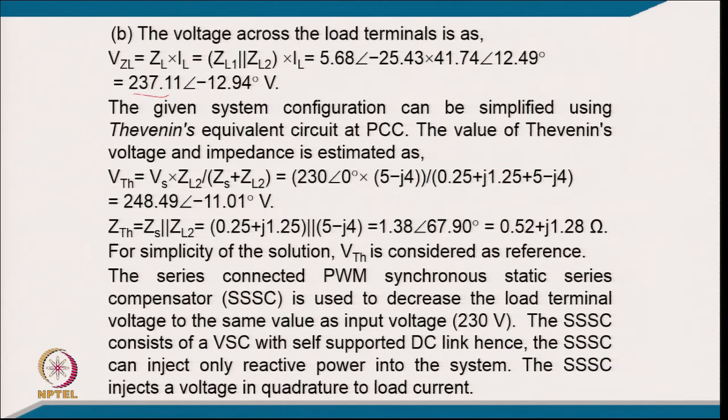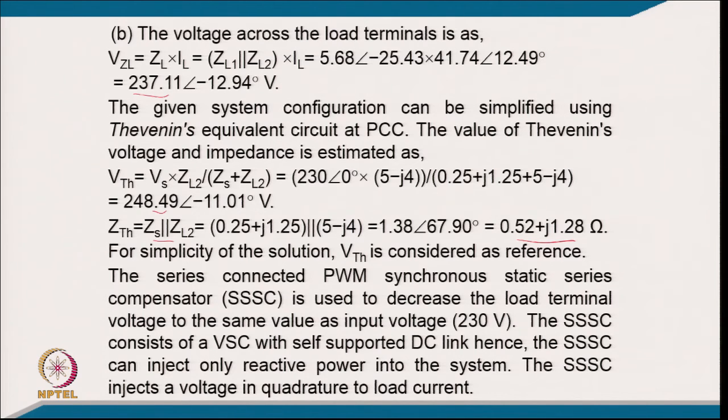The given system configuration can be simplified using the Thevenin equivalent circuit at PCC. The value of Thevenin equivalent voltage and impedance can be calculated. So, the Thevenin voltage comes to 248.49 volt at the angle of minus 11.01 degree, and the Thevenin impedance is ZS multiplied by ZL2. Calculating, it comes out to 0.52 plus j 1.2 ohm.